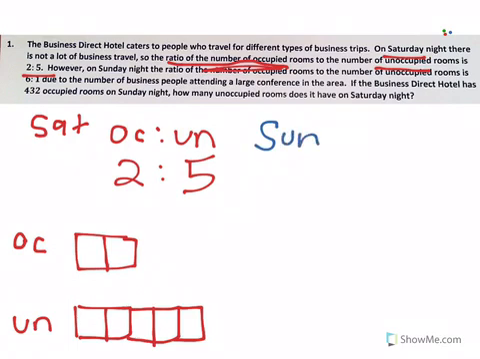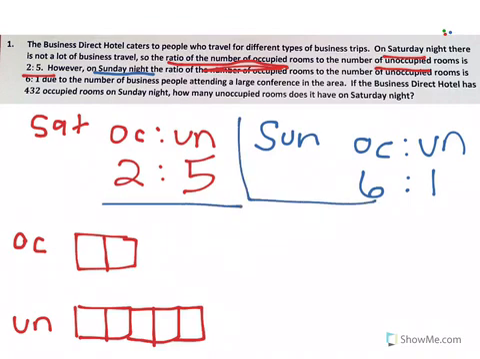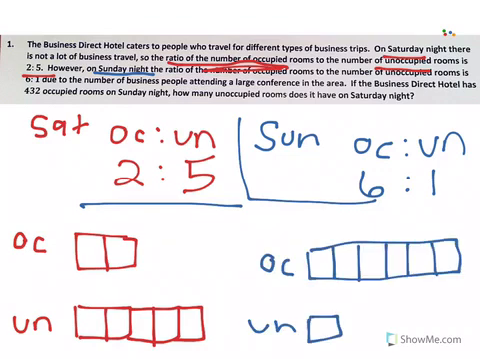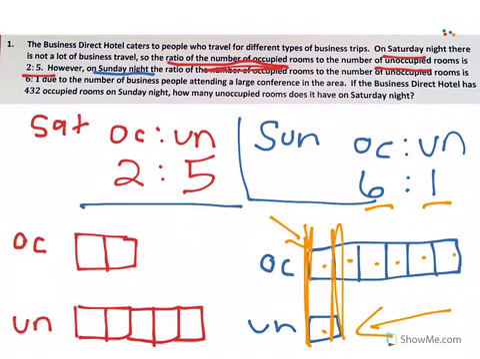Okay, now let's look at Sunday. It says, however, on Sunday night, the ratio of the number of occupied rooms, which comes first, to the number of unoccupied rooms, so same order as before, is 6 to 1, because they're a lot busier, right? So now I have my Sunday information and my Saturday information, and I'm going to do the same thing. I'm going to create a different tape diagram for Sunday night, because Saturday and Sunday night are 2 different nights. Now you see 6 occupied rooms, so I created 1, 2, 3, 4, 5, 6 spots on my occupied tape diagram, and 1 unoccupied room, so I created 1 spot.